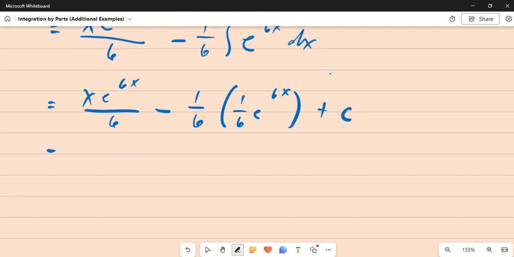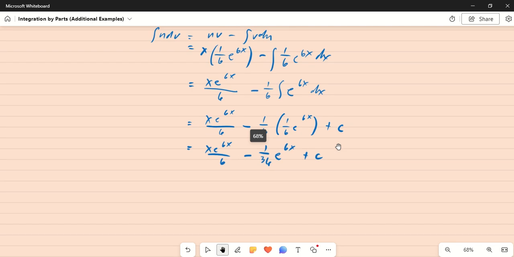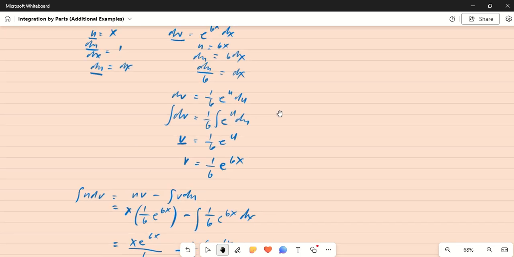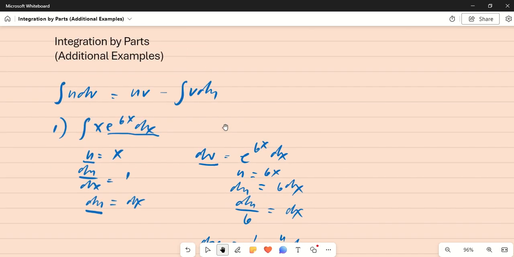And of course, simplifying it further, we will be having x e raised to 6x all over 6, minus 1 over 6 times 1 over 6 is 1 over 36. 1 over 36 e raised to 6x plus the arbitrary constant c. So that is the integral of x e raised to 6x dx using integration by parts.